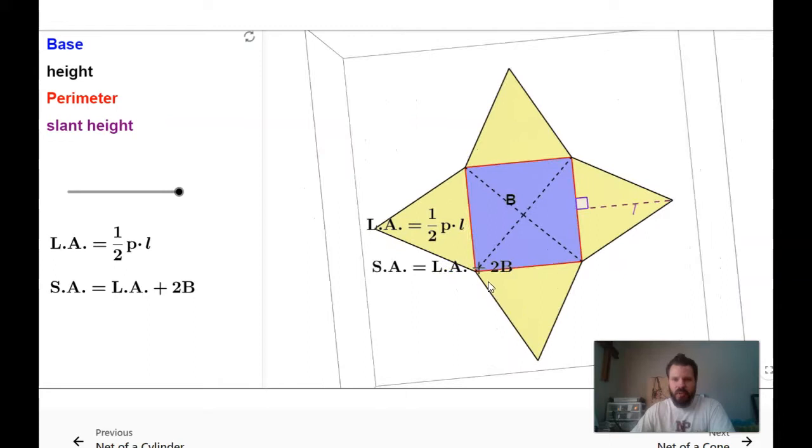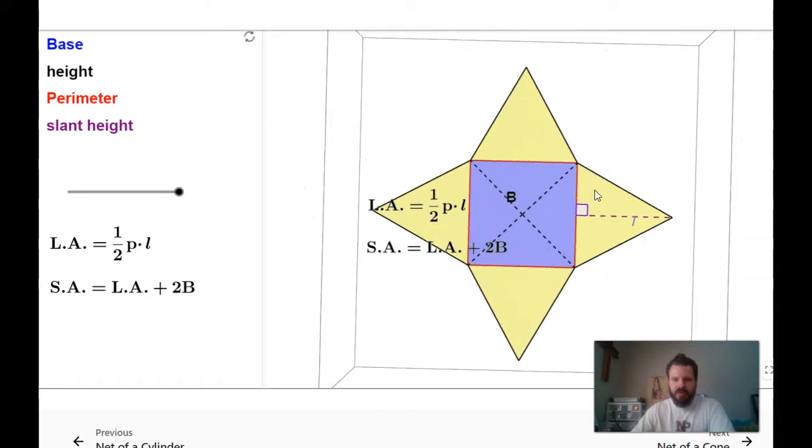Okay, we end up with 1, 2, 3, 4 triangles and a square to find the area of. Okay, so as far as the formula goes, the square at the bottom, that's just the area of a square. We'll call that B. And then for the lateral faces, if I look at finding the area of a triangle, it would be half times base times height. Okay, where base is a side length of this triangle. Okay, height is that slant height. That's why we're using this.